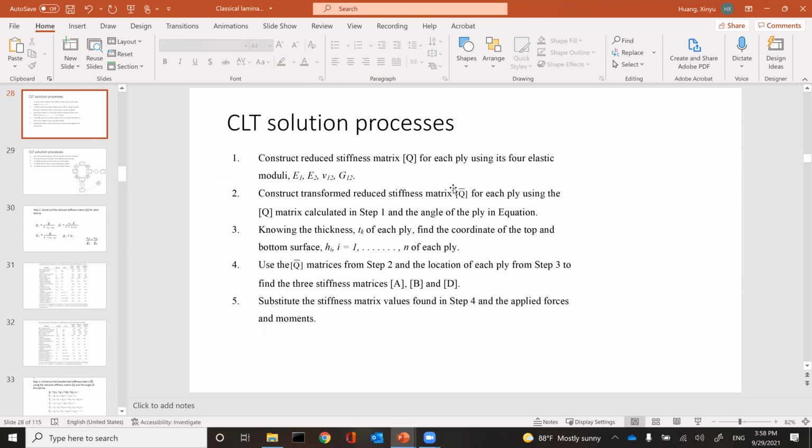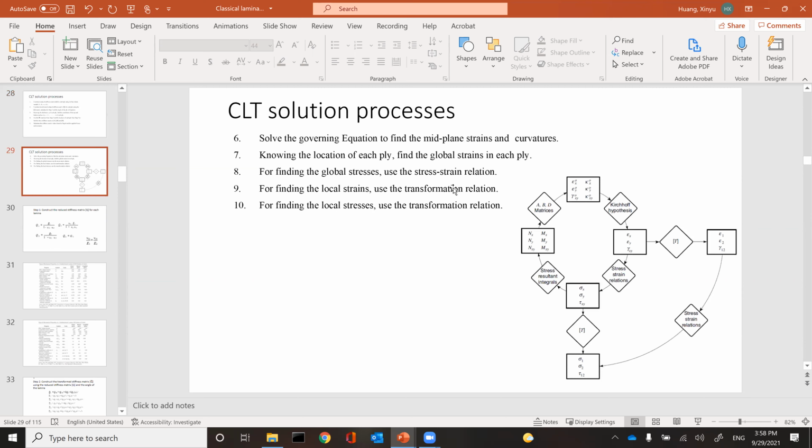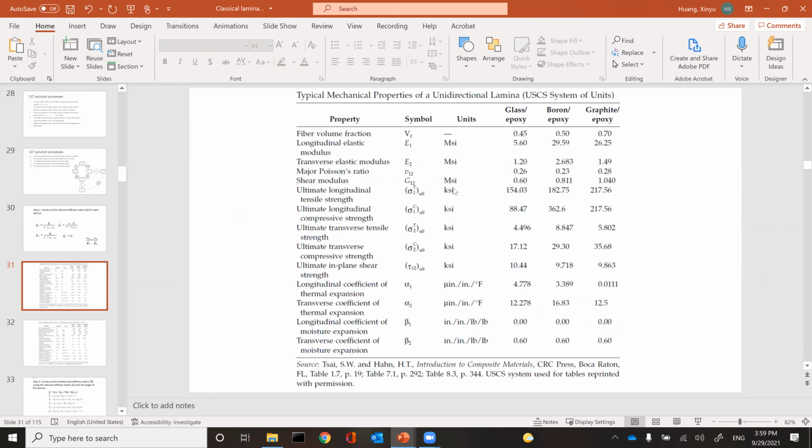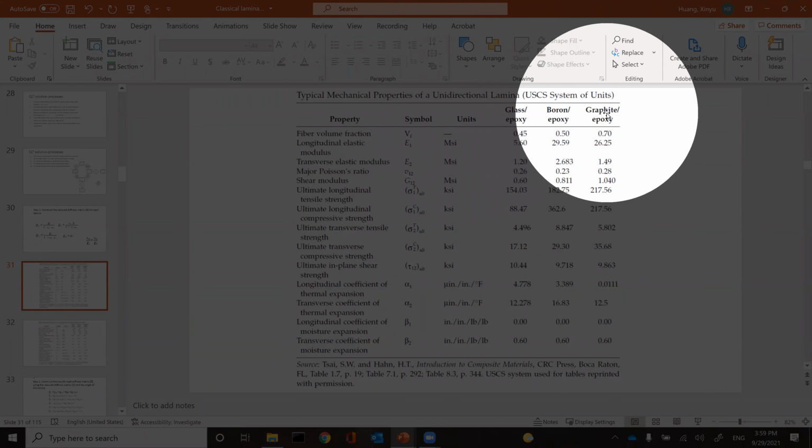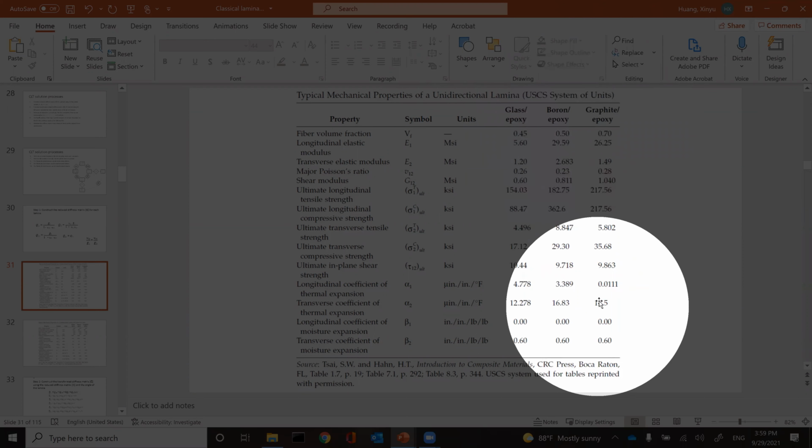You have different Qs if you have different materials. If it's the same thickness and same material, it's the same Q. They're calculated using the engineering properties E1, E2, nu1,2, and G1,2. For all the calculations we're going to use the data from this table. I'll upload the slides online. For the homework and everything, we'll use this set of data. It gives the typical lamina stiffness for 3 different laminas: graphite epoxy, glass epoxy, and boron epoxy.